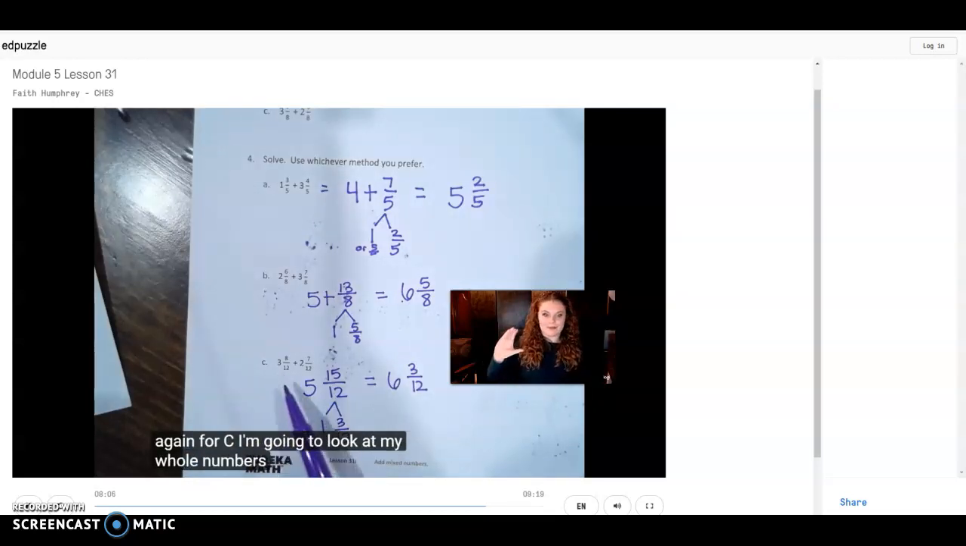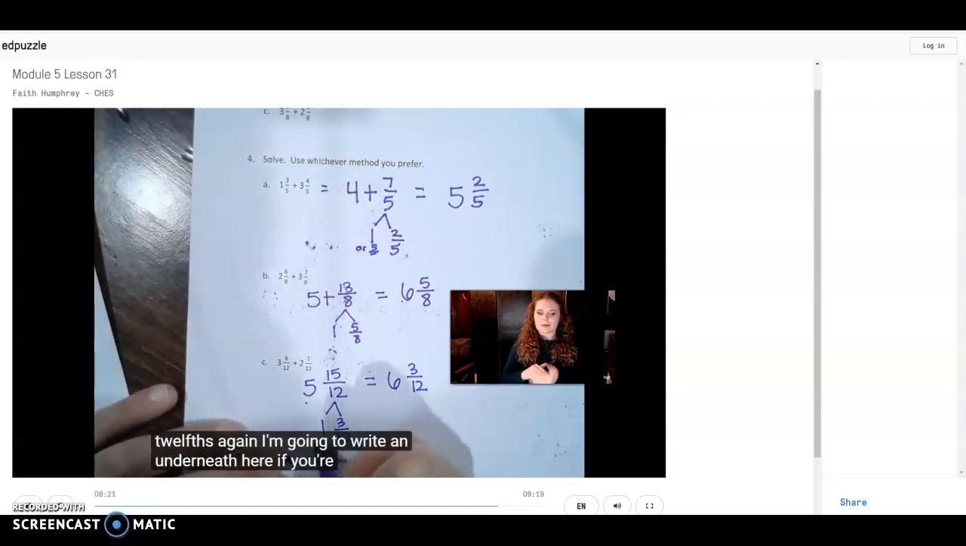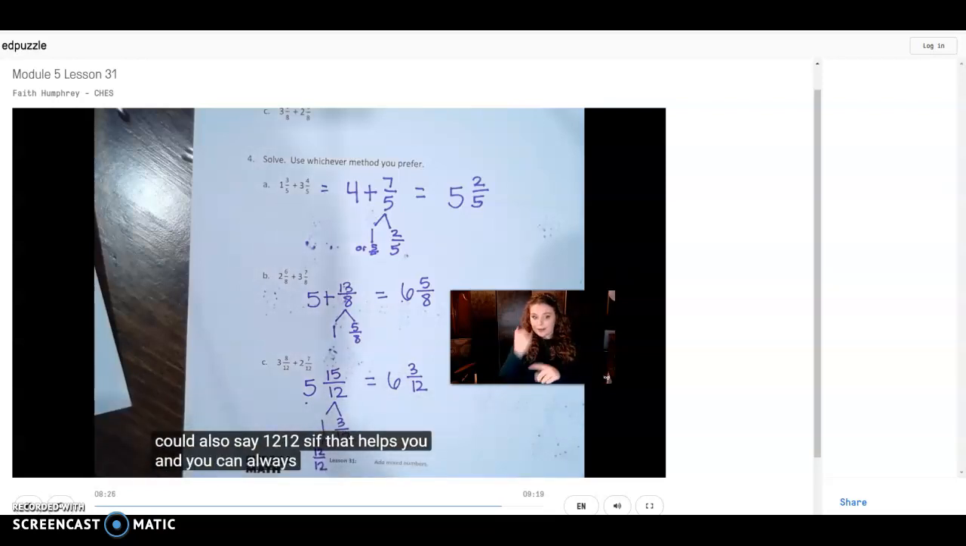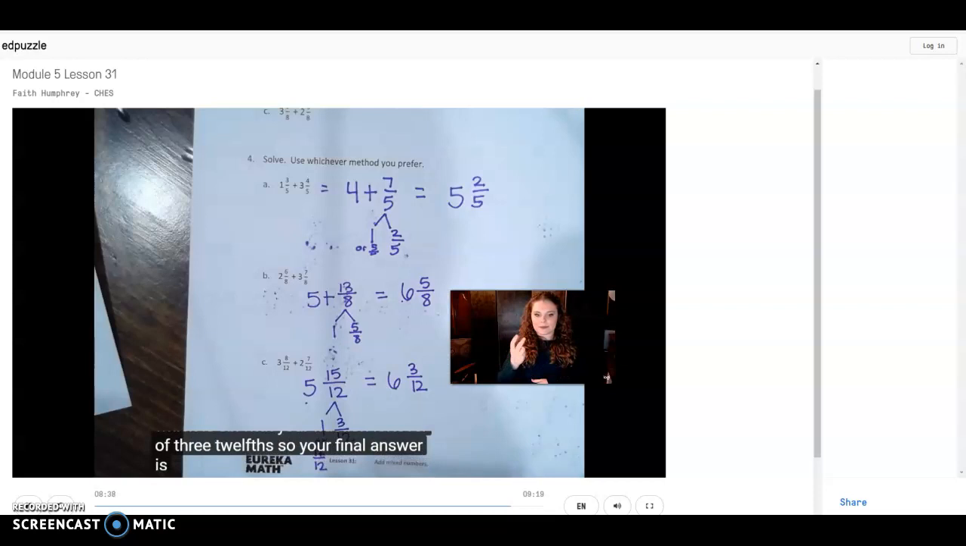The same thing again for C. I'm going to look at my whole numbers, 3 plus 2, which gives me 5. I'm going to add my fractions, 8/12 and 7/12, which gives me 15/12. Pulling out the whole number of 1, leaving me 3/12. Again, I'm going to just write underneath here. If you were wanting to, you could also say 12/12 if that helps you. And you can always check by saying 12 plus 3 equals 15. And so then you're adding your whole number, 5 plus 1, which is 6, with your fraction left over of 3/12. So your final answer is 6 3/12.